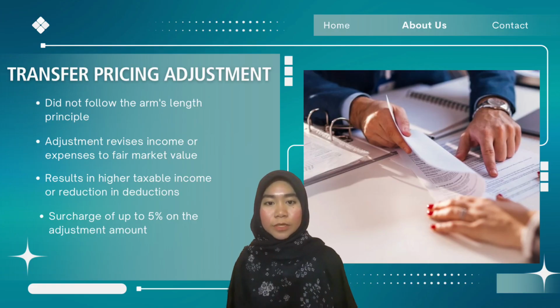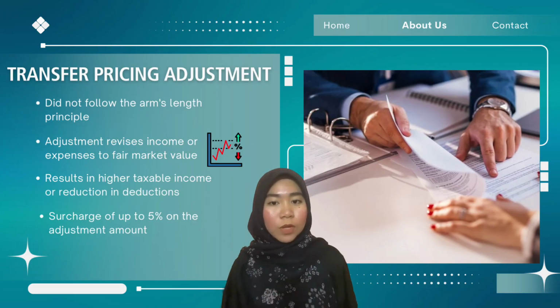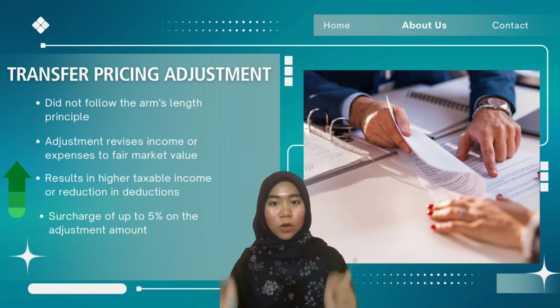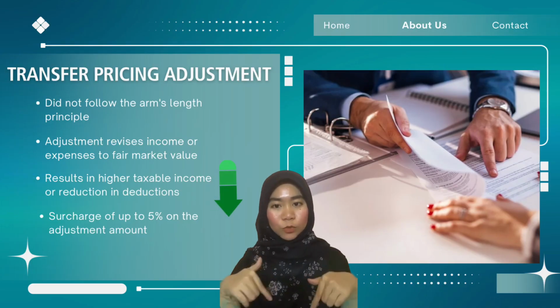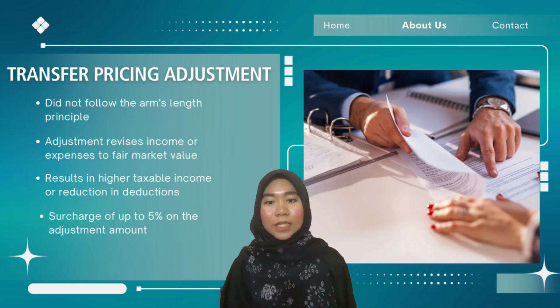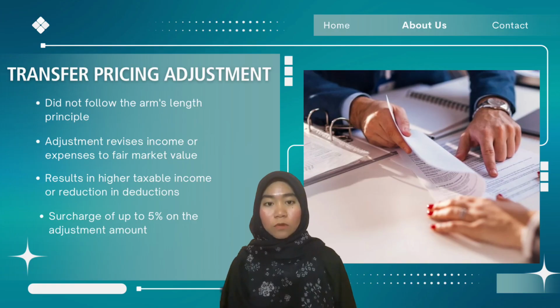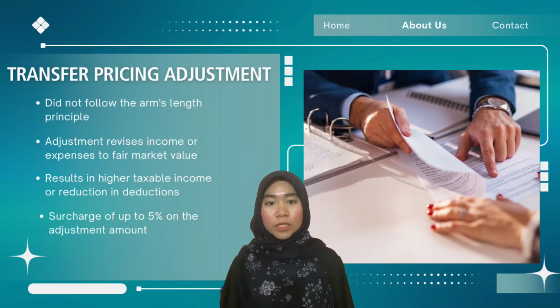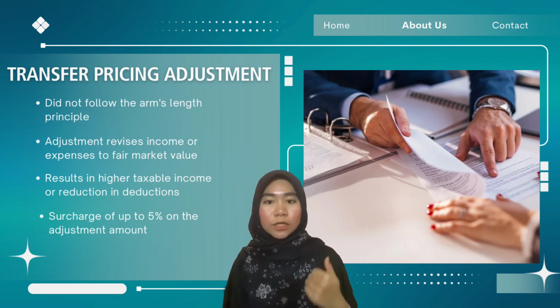This adjustment revises the company's income or expense to reflect fair market value. As a result, the company's taxable income may increase or previously claimed deductions may reduce. Additionally, LHDN may impose a surcharge of up to 5% on the adjustment amount. This surcharge is intended to discourage non-compliance and ensure that profits are appropriately taxed in Malaysia.